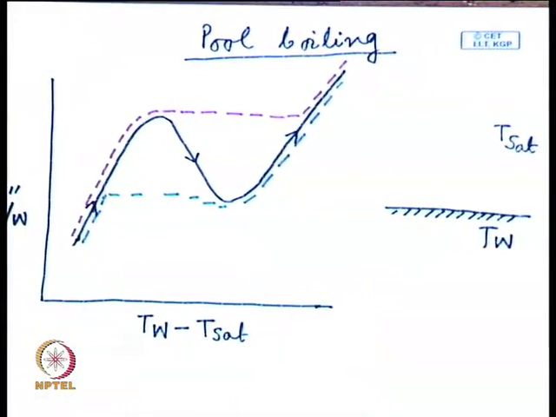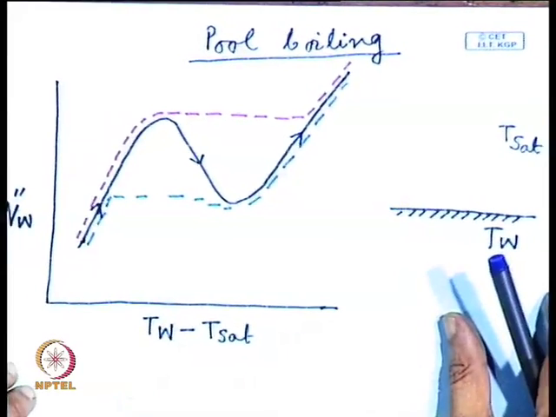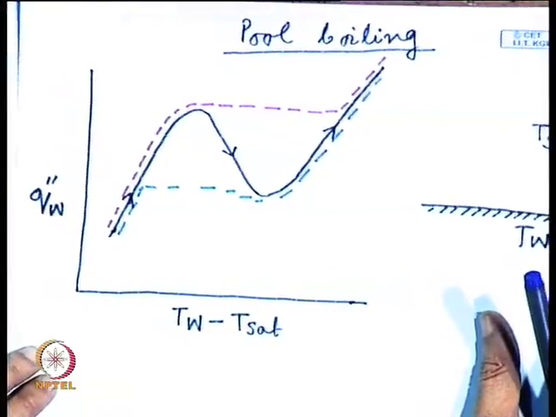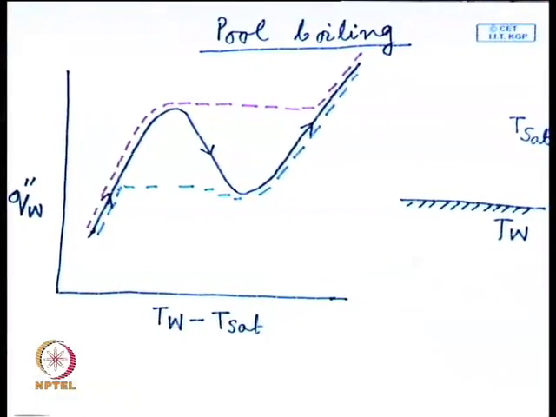So, please carefully look into this curve. The black curve shows the pool boiling curve when the temperature of the wall is independently controlled. The red curve with broken line shows the pool boiling curve when the heat flux is controlled, but heat flux is increased gradually, and the other curve, that means the blue curve with broken line, gives the pool boiling curve when heat flux is decreased from a higher value gradually to lower values.